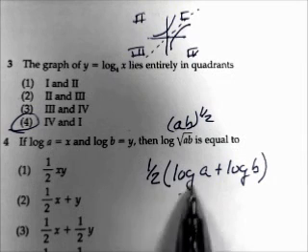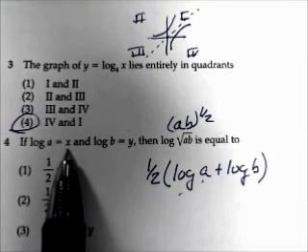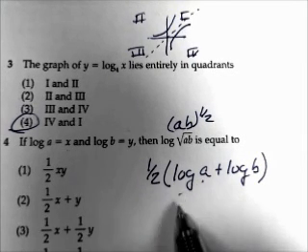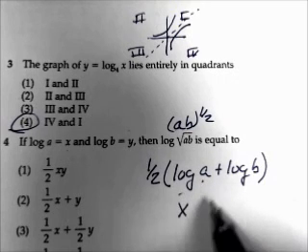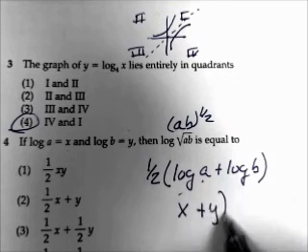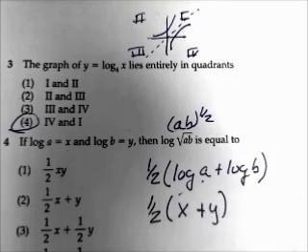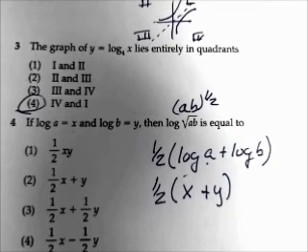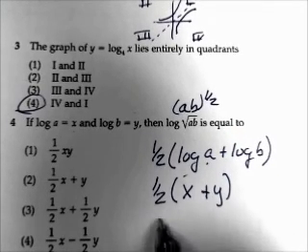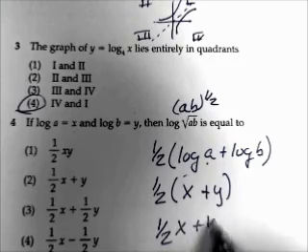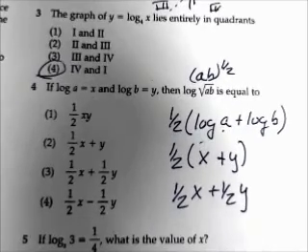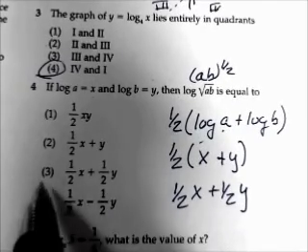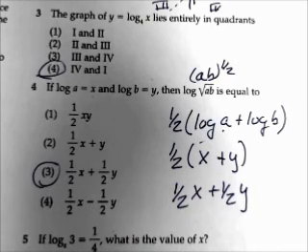And now log a is equivalent to x, so replace log a with x. And log b is equivalent to y, so replace log b with y. So we have 1/2 times x plus y. And now distribute the 1/2, so 1/2 x plus 1/2 y, which is option 3.